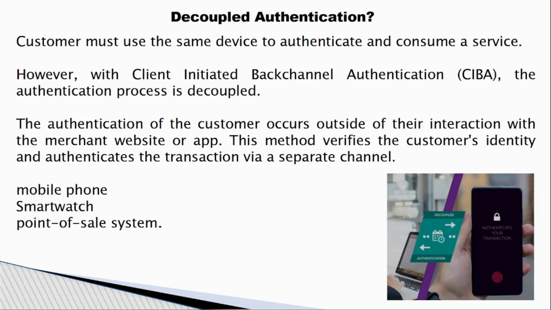So, decoupled authentication. During open banking, the customer must use some device to authenticate, consumer as a service. Decoupled means when you log in, one application is used for login, but authentication is given in a separate channel. This is called decoupled authentication. So for the decoupled, login will be in one application and authentication in a second application. For this, they'll use a smartwatch, mobile phone, point of sale, like this.